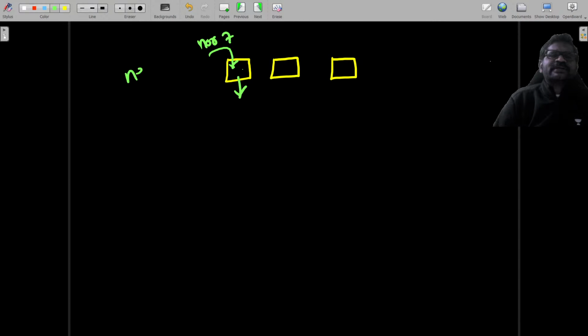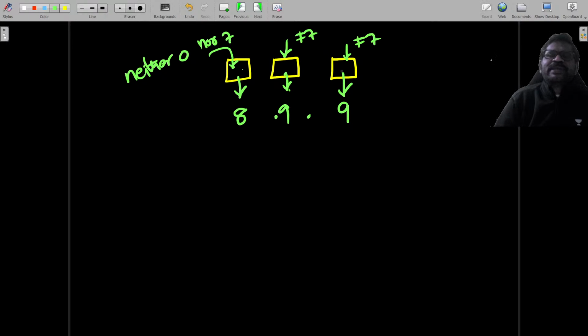So total 8. So remaining 8 digits you can fill. Here you can take 0 but not 7, that's why 9 numbers. Here you can take 0 but not 7, 9. Here not 7. Remaining all digits you can fill. Right? So total number of possible ways are 8 into 9 into 9. 9 9 is 81. 81 into 8 is 648.